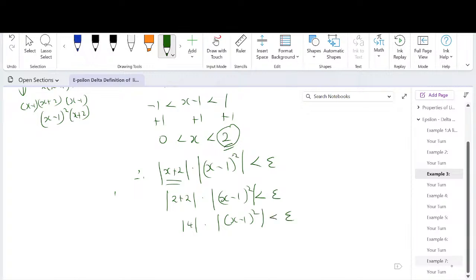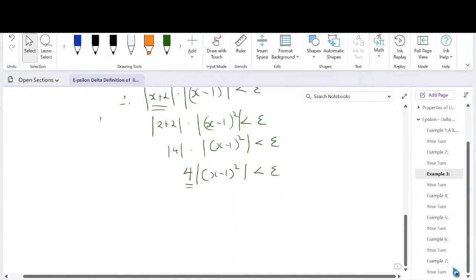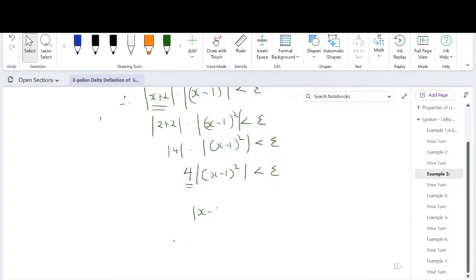You know that the absolute value of 4 is 4, times the absolute value of x minus 1, less than epsilon. Already you know how we take care of this, right? Let's divide both sides by 4 because this is a constant now. So the absolute value of x minus 1 will be less than epsilon over 4.